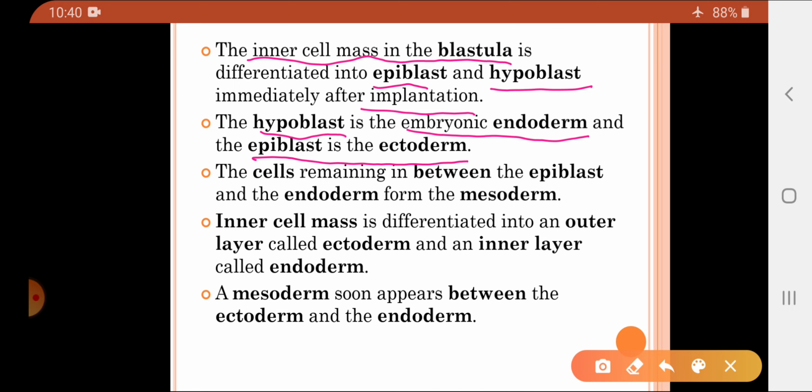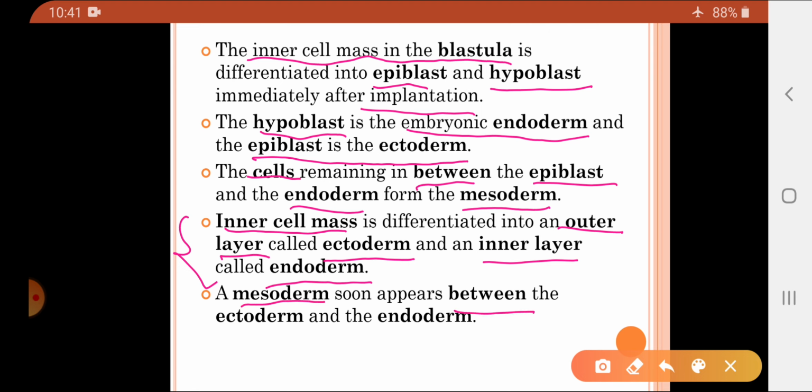Now, there are some cells which are left between the epiblast and the endoderm, and these cells get converted into the mesoderm. So the cells remaining between the epiblast, which is nothing but the ectoderm, and the endoderm form the mesoderm. So we can conclude that the inner cell mass is differentiated into the outer layer called ectoderm and the inner layer called endoderm. And soon a layer called mesoderm develops between the ectoderm and endoderm.